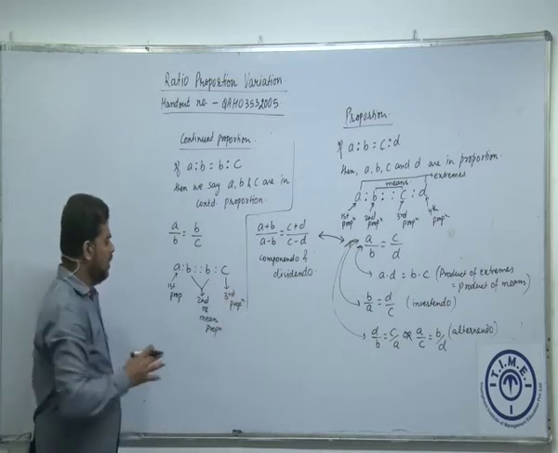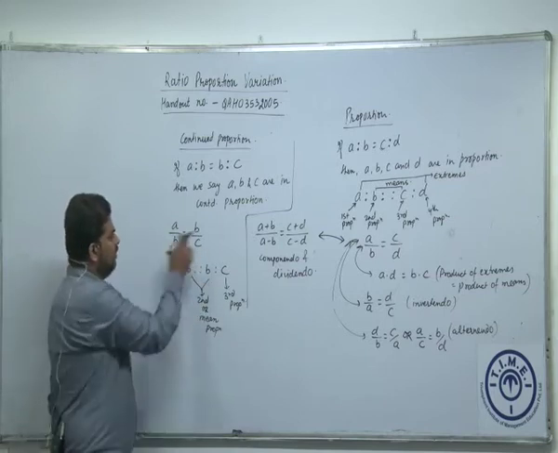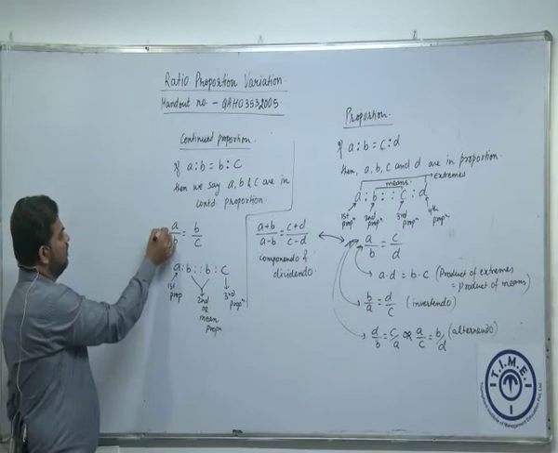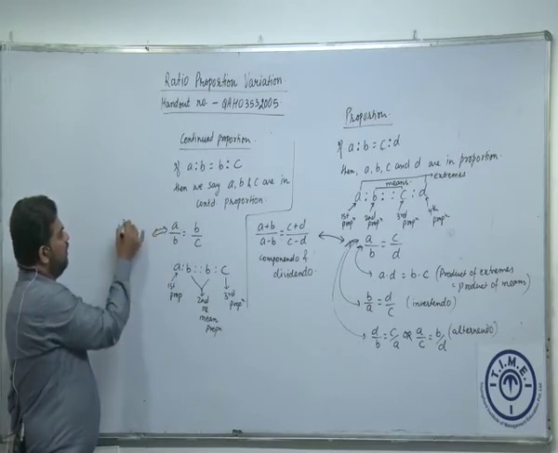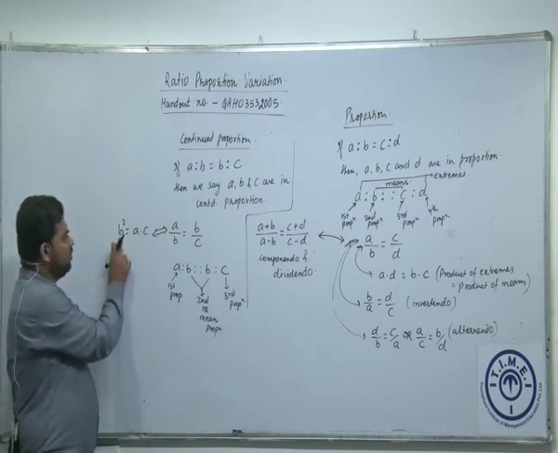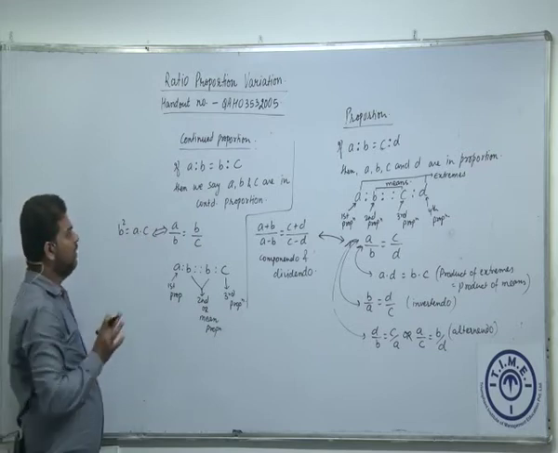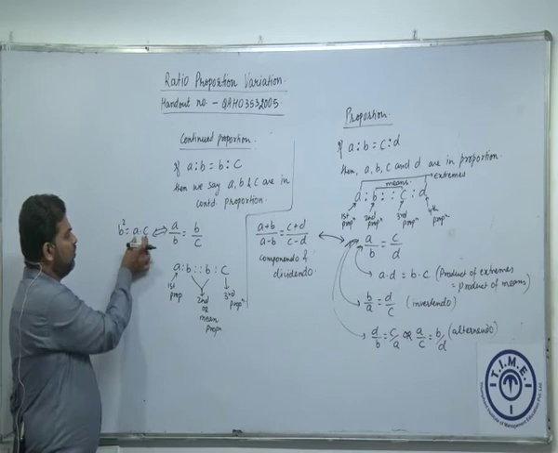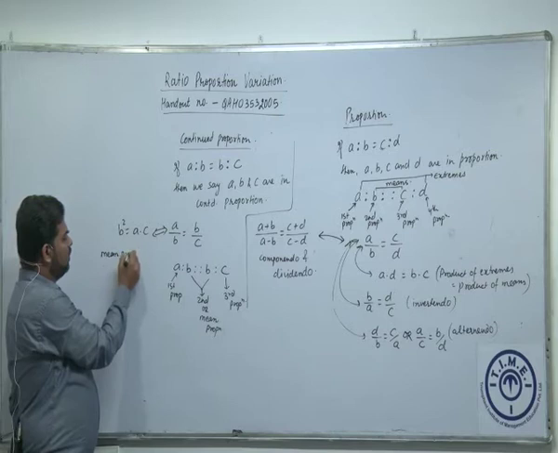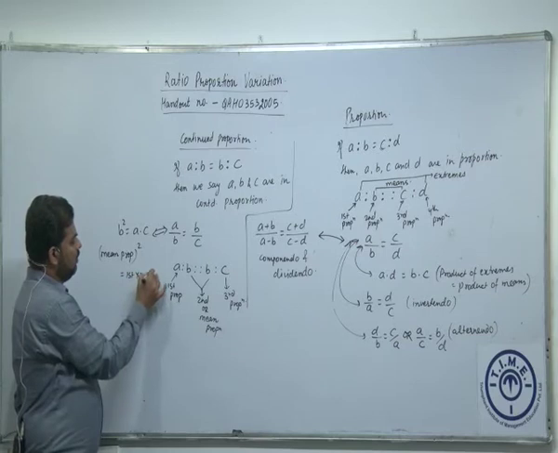Now, if we look at this equation, can I say we can cross multiply? If I cross multiply, what do I get? I will get B square is equal to A into C. So can I say the square of the mean proportional will be equal to first proportional into third proportional, right? So you can write this as mean proportional square is equal to first into third proportional.